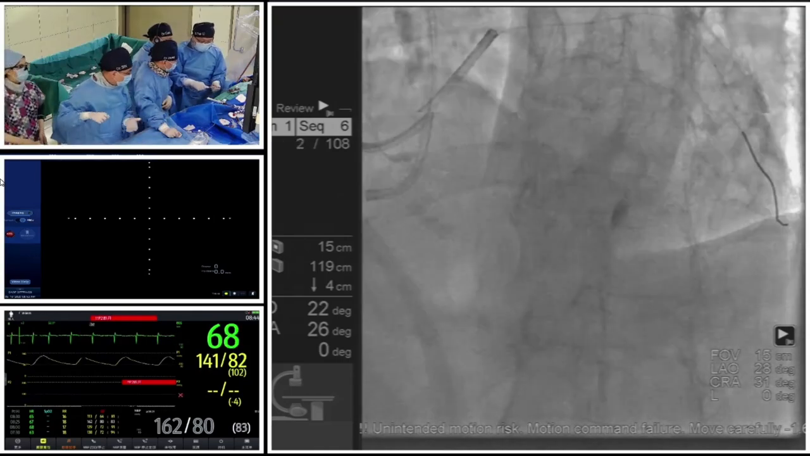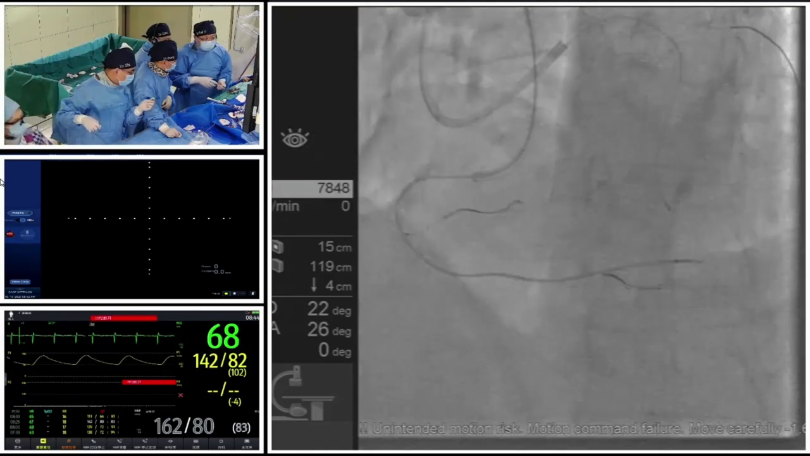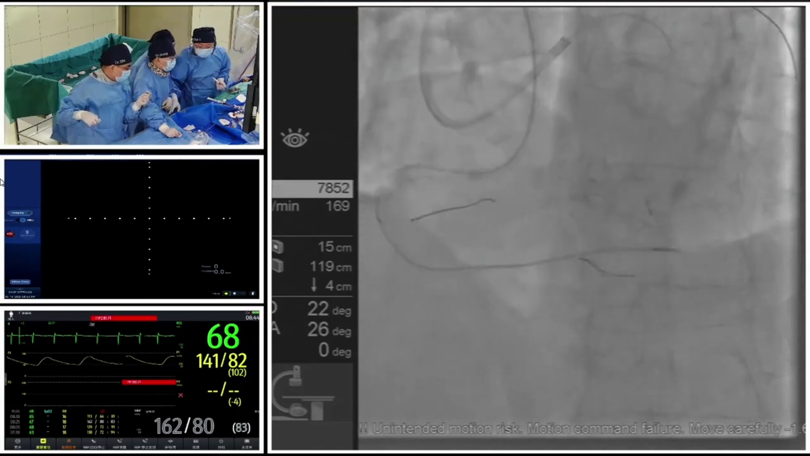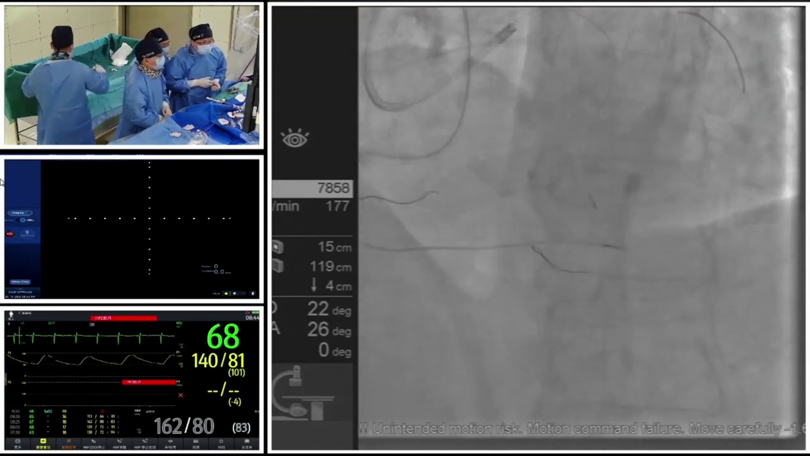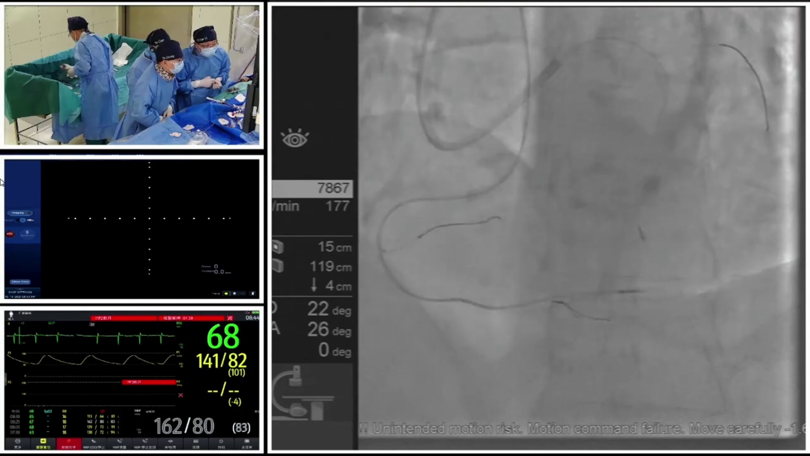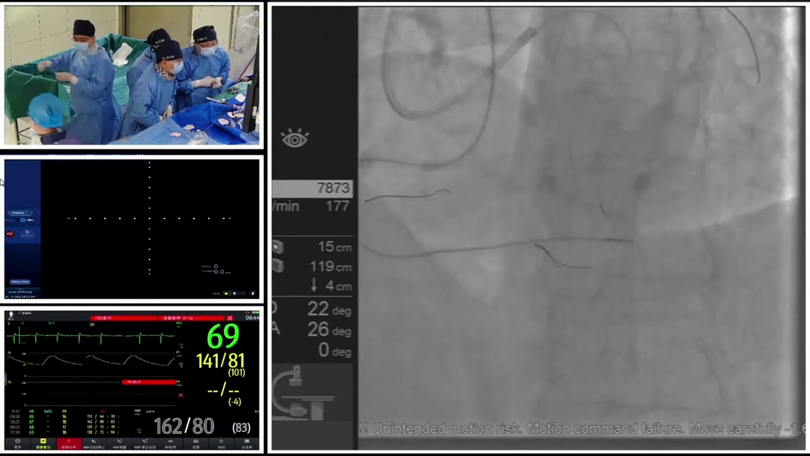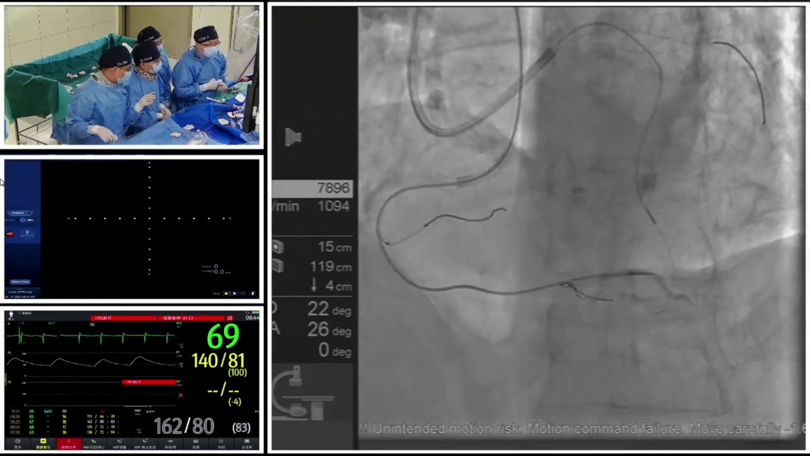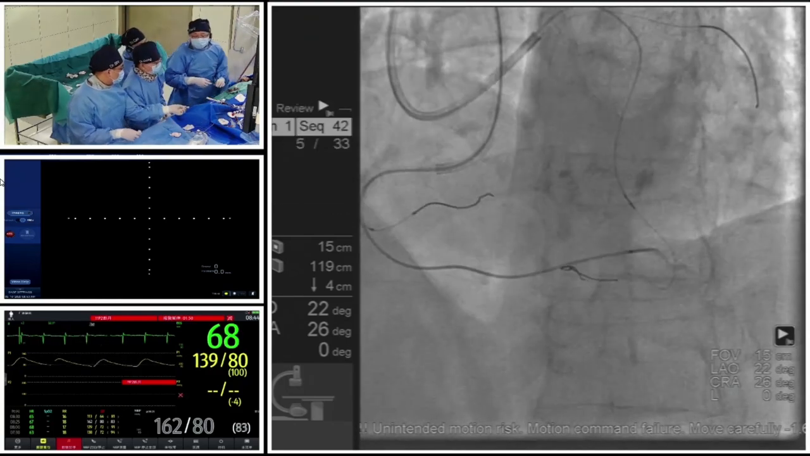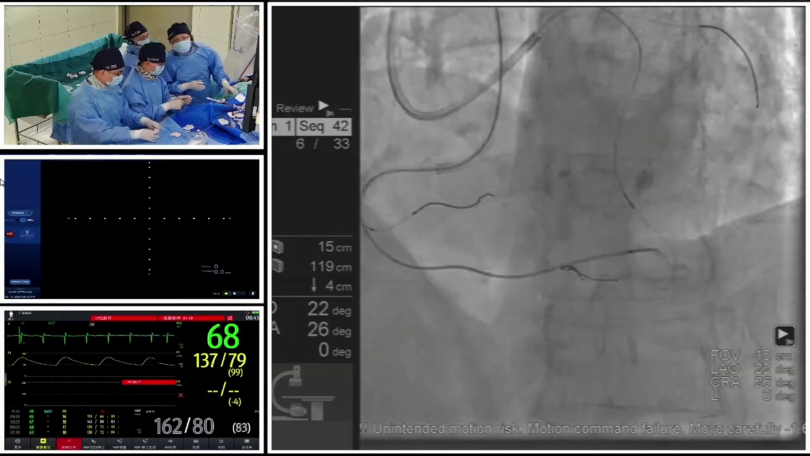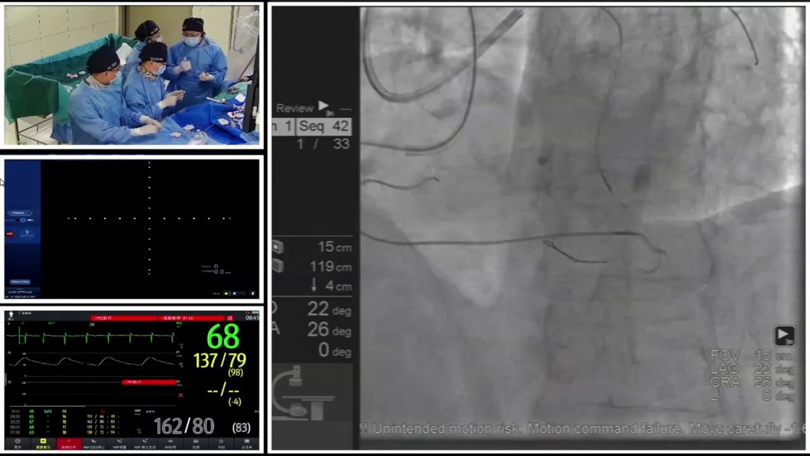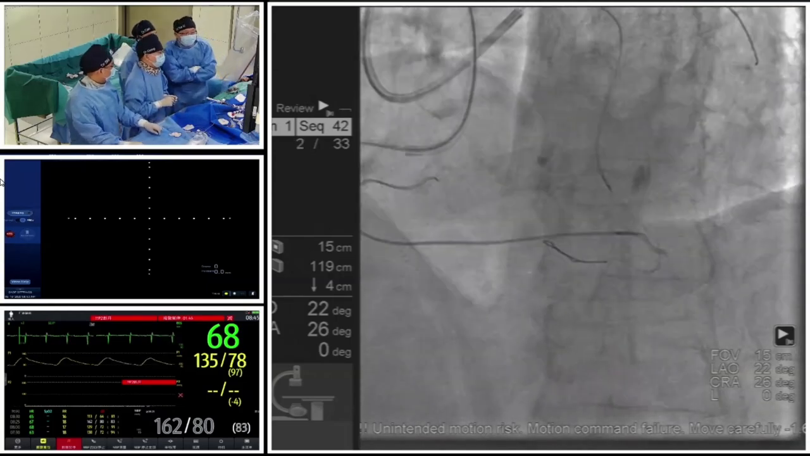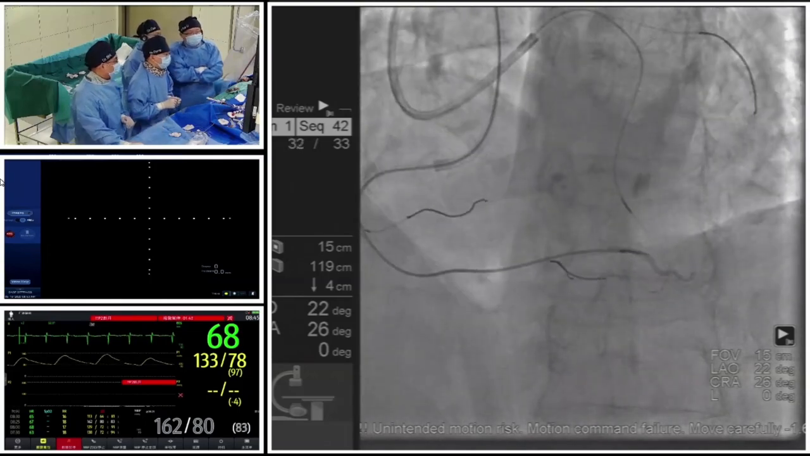Even if we could see the blood flow back, we also don't do forceful injection. Just test a little bit first. Okay, I think this is good. I think we're already maybe successful.